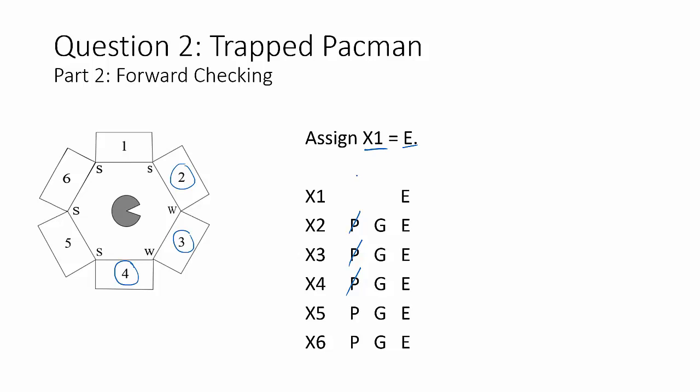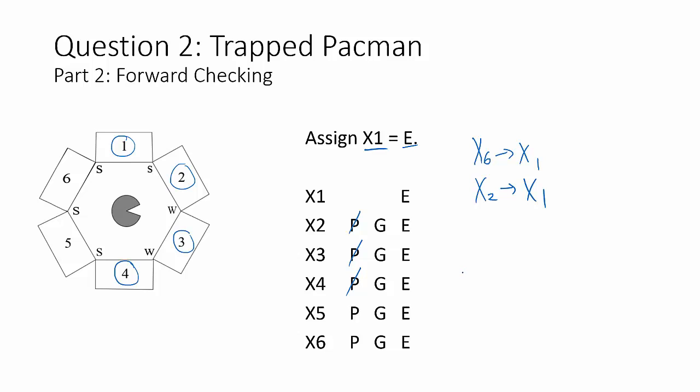Forward checking looks at all arcs pointing to the variable we just assigned. What are these arcs? We only need to consider the variables that share a constraint with x1. For this problem, only the neighboring corridors share constraints, and so the neighbors of x1 are x2 and x6, and we look at the arcs x6 to x1 and x2 to x1.